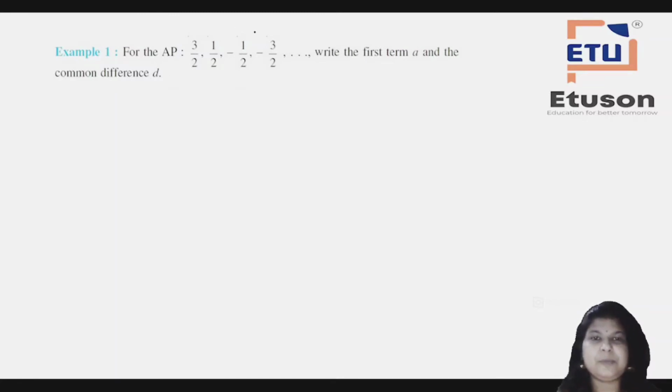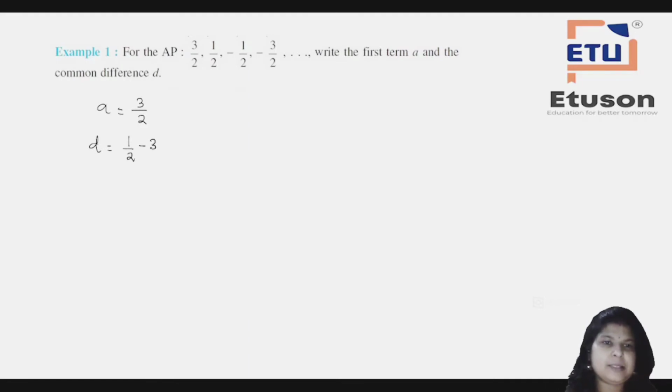So each and every number is a term. So here we need to identify the first term. The first term is 3 by 2. And then we have to find out the common difference. So the common difference will be how much? 1 by 2 minus 3 by 2.